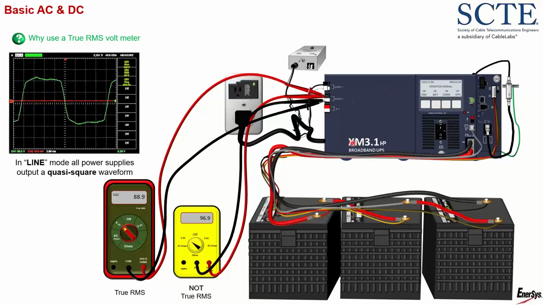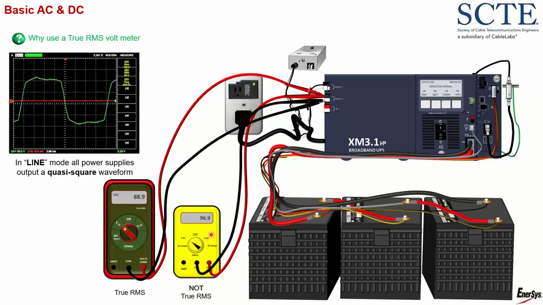The power supplies that you use take in that sine wave from the utility company, and they change the waveform to what's called a quasi-square wave when they're running in line mode. So when we're running off of the commercial power, we take that sine wave into the power supply, and we convert it to a quasi-square wave to put out on the cable plant. Now remember, those non-RMS voltmeters are not designed to measure anything but sine waves.